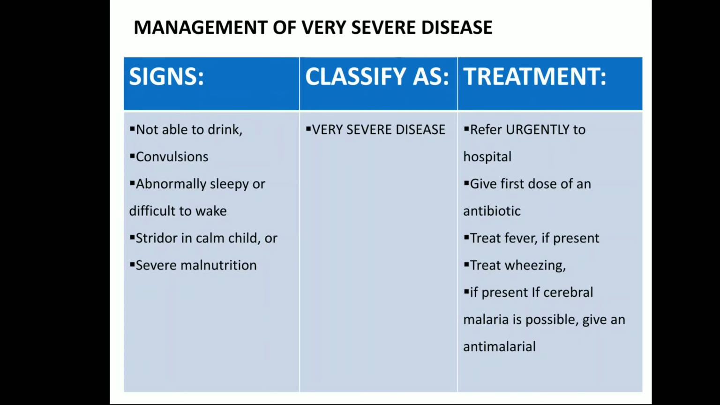As I discussed earlier, the signs include not able to drink, convulsions, abnormally sleepy or difficult to wake, stridor in a calm child, and severe malnutrition. You have to classify the child as very severe disease. What is the treatment? Refer urgently to hospital. Give the first dose of an antibiotic. Regarding this treatment, I will discuss it in the coming slides.